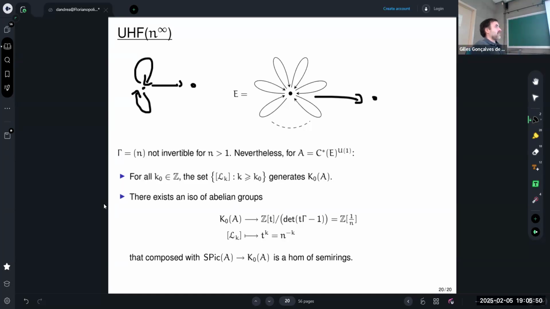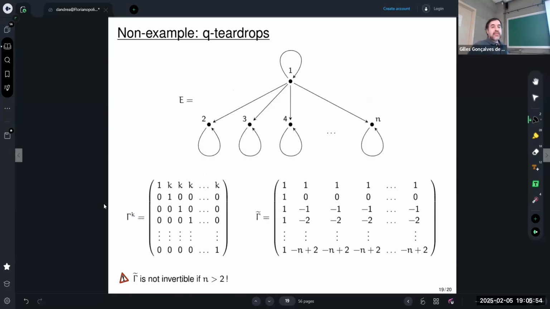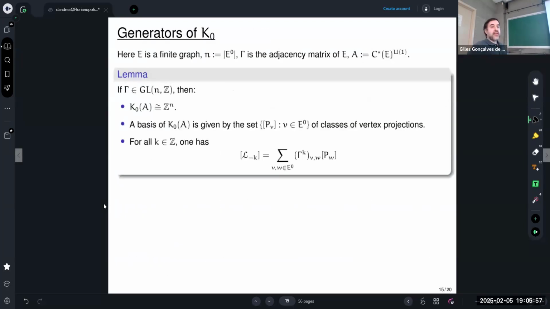So is being strongly graded something that's needed in these groups? Well, what is needed is that if you have invertible gamma, it means that you don't have any sink and you don't have any source, because no row is 0 and no column is 0. So automatically you get strong grading. But it is important because you want to map these line bundles to K-theory, and you need the line bundle to be projective and finitely generated.